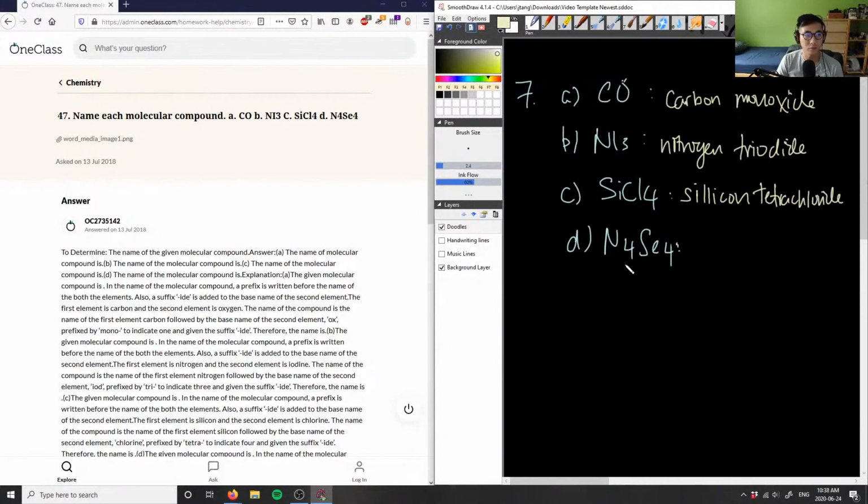So we have 4 nitrogens first, so this would be tetranitrogen. Sorry. So tetranitrogen, and Se4, this is selenium or selenide. We have 4 of those as well, so we can say tetraselenide. And those are going to be our names for our compounds.